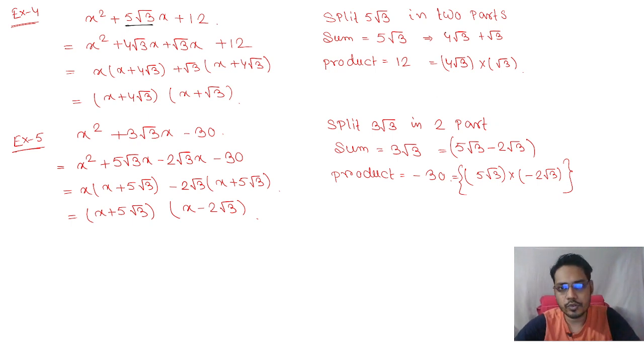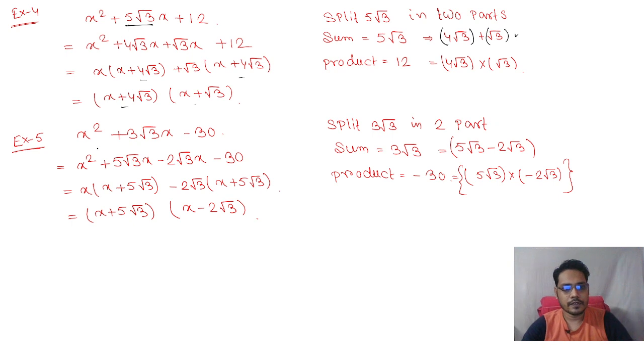So how can we do it? The two parts are 4 root 3 and root 3. The sum is 5 root 3 and the product is 4 root 3 into root 3, which makes 12. So instead of 5 root 3x, we can write 4 root 3x plus root 3x. Take x common, so it will be x plus 4 root 3. And from the third and fourth term, take root 3 common, it will be x plus 4 root 3. Now x plus 4 root 3 is common. Take x plus 4 root 3 common, so it will be x plus root 3.